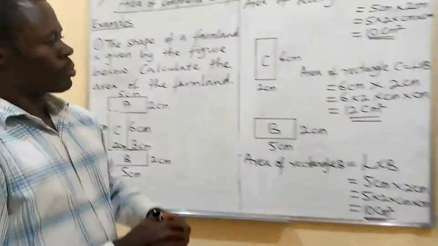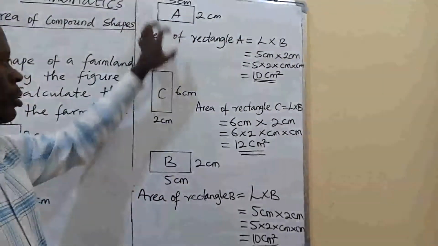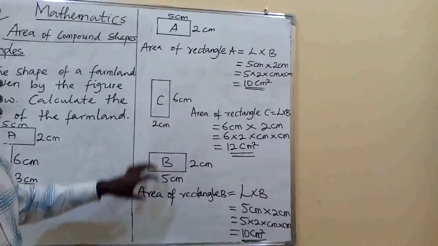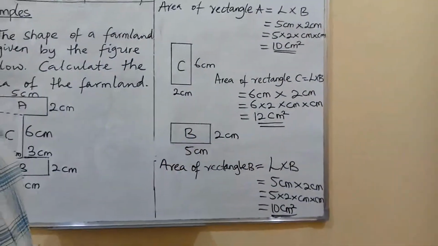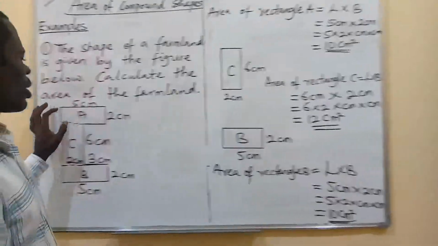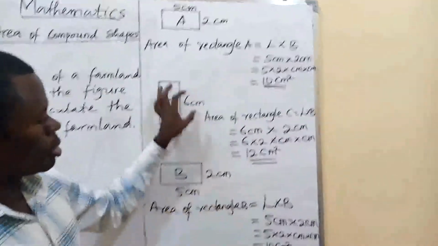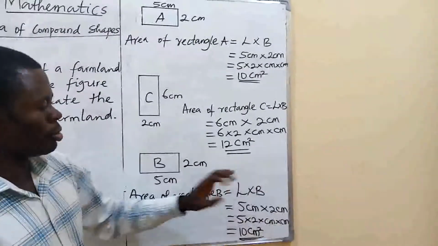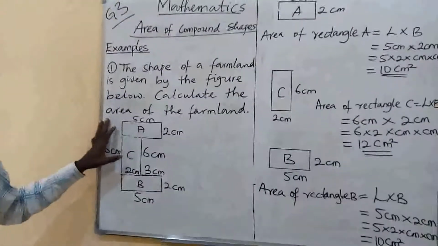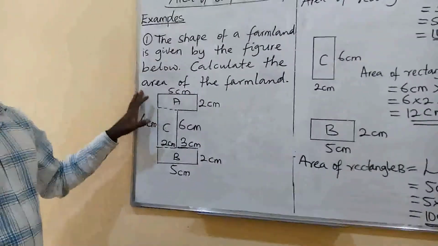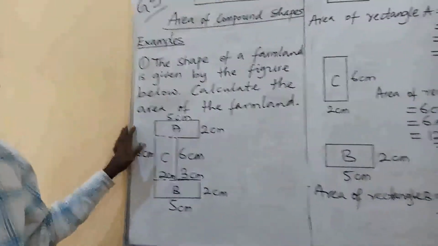So now, we have calculated the area of rectangle A, the area of rectangle B, and the area of rectangle C. The next thing now, we are going to add the areas of rectangle A, rectangle C, and rectangle B together in order to get the area of the farm land. I hope you understand what we are doing here. Alright, so let's proceed.